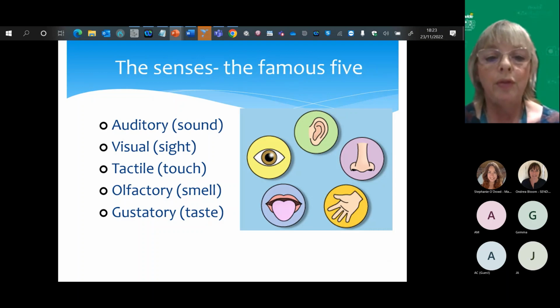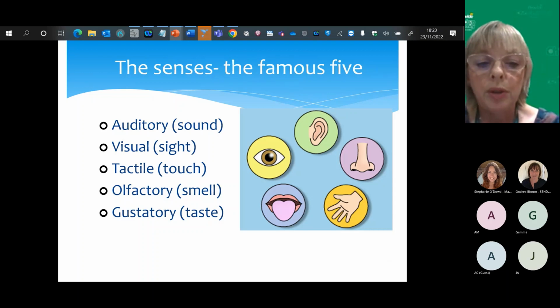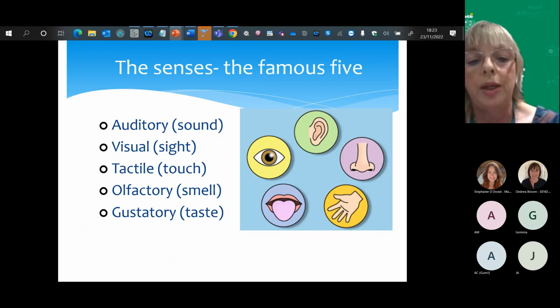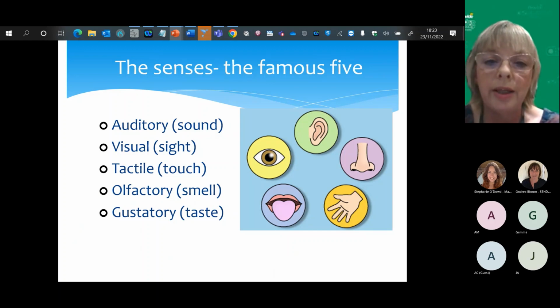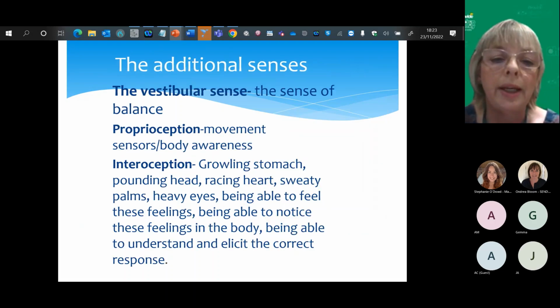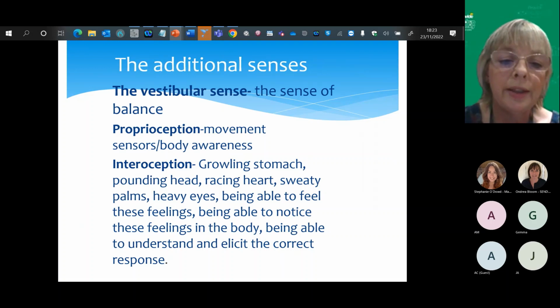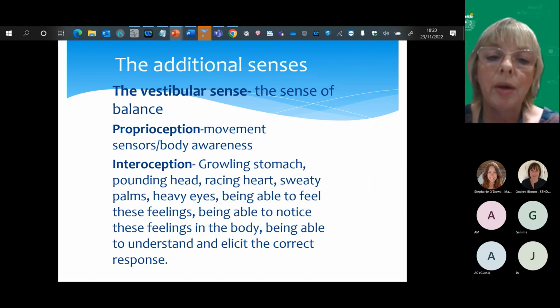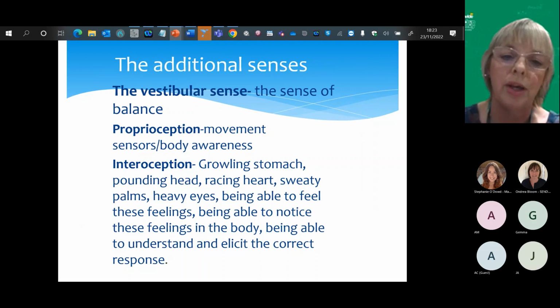Think about the senses. We've got the famous 5 that everybody knows: auditory, visual, tactile, olfactory and gustatory. That's the posh names for sight, sound, touch, smell and taste. The other 3 that are really important are the vestibular sense, the proprioceptive sense and interoception. The receptors for the vestibular sense come from the inner ear, and they give us information about where we are in relation to the ground and where our body is and body position is in relation to upright, straight.